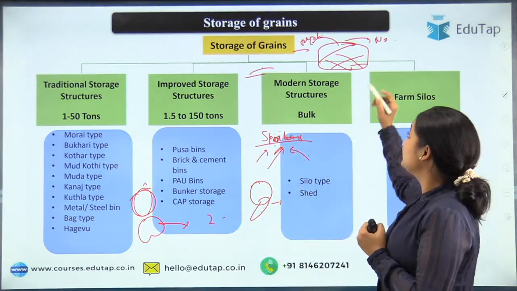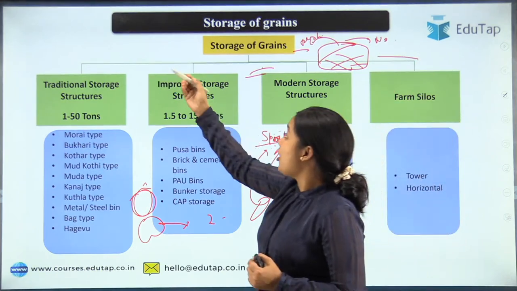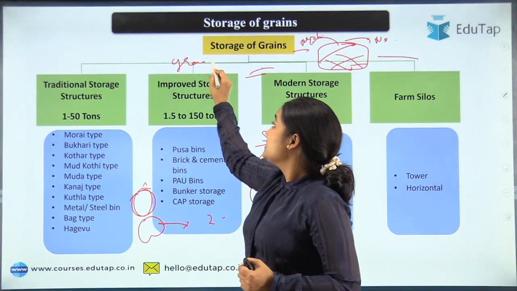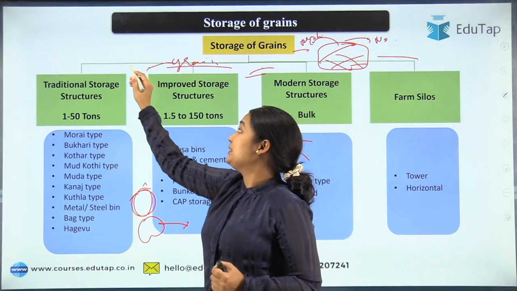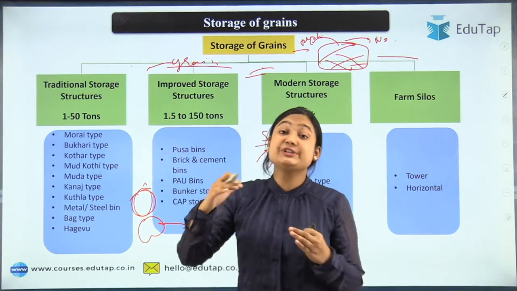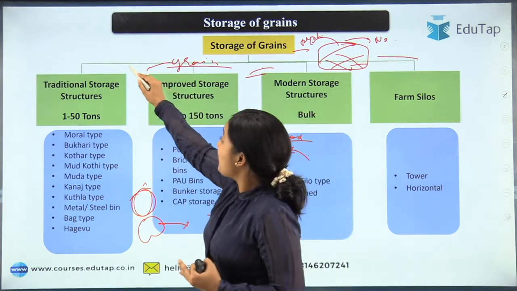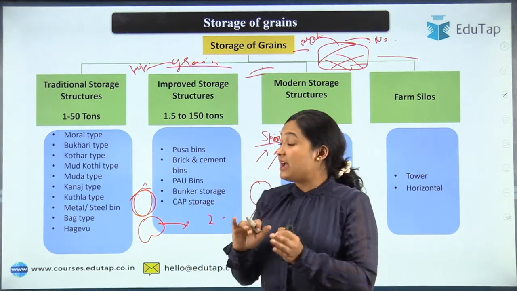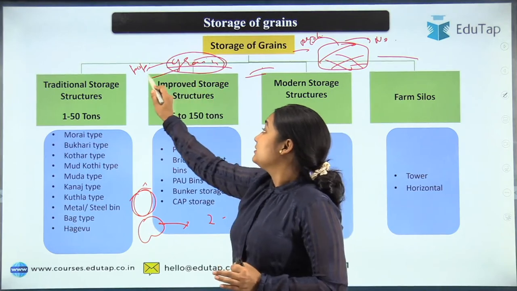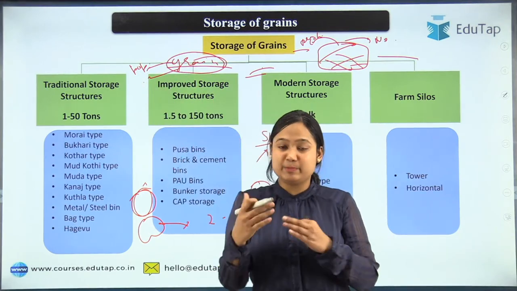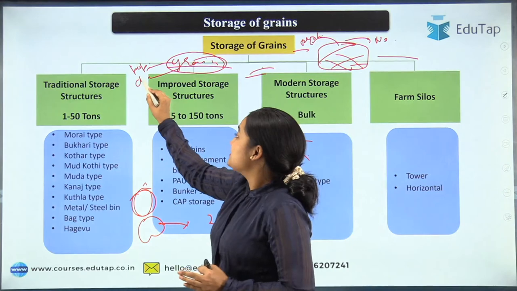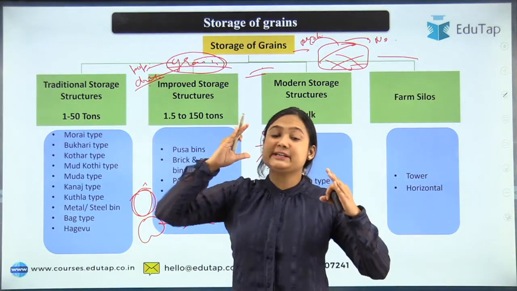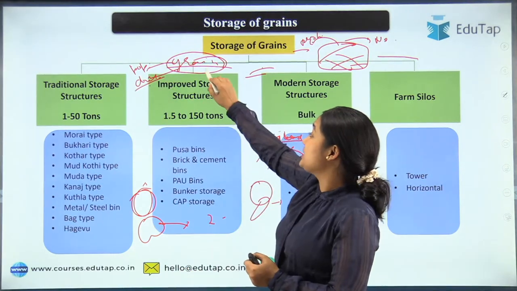But when we come to the semi-perishable crops, or specially to the grains, see what happens in grains? Grains are basically your seeds, and they have good shelf life. In any country around the world, every population has grain involved in their basic diet. So for the whole world, it is important to maintain the storage of grains.